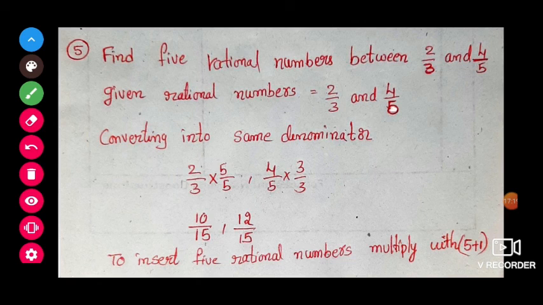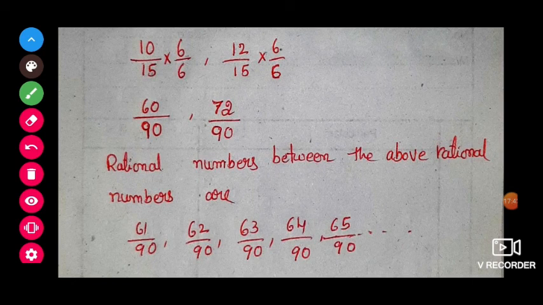Now what we have to do is take the equivalent rational numbers for these two. That way we will insert the numbers. So how will we take the equivalent rational numbers? Here we want to insert 5, no? So I will multiply with 5 plus 1, both numerator and denominator, for both the rational numbers. Here 10 by 15 into 6 by 6, comma 12 by 15 into 6 by 6. Now if we multiply, 60 by 90, comma 72 by 90.